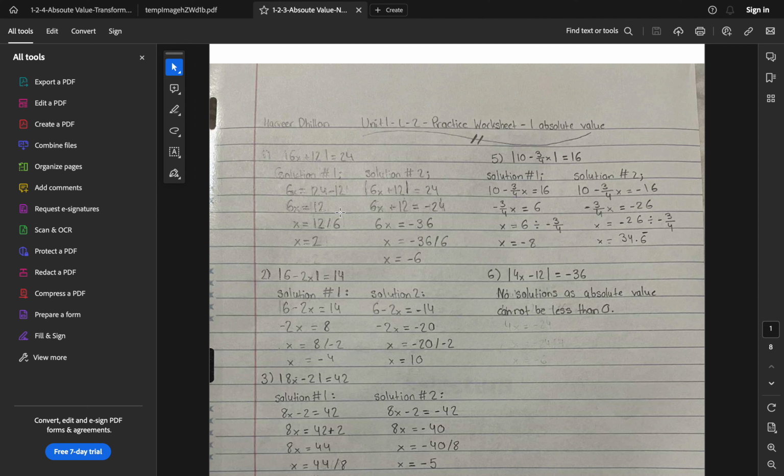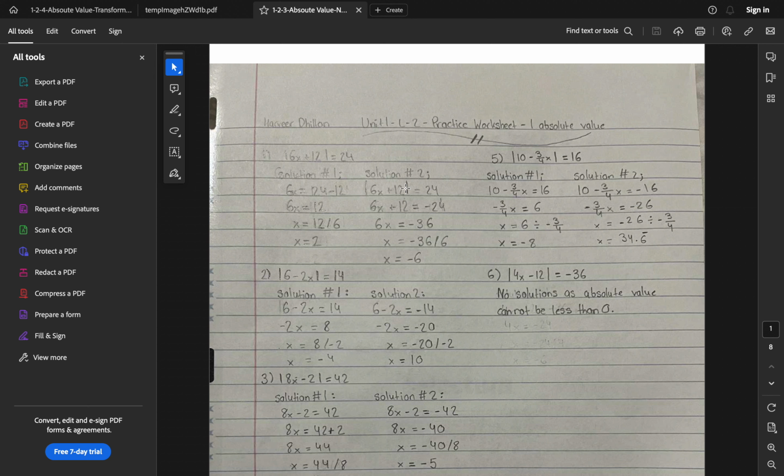So the first question is, in the absolute value brackets, 6x plus 12 is equivalent to 24. Since these are absolute values, there are two possible solutions for this equation. The equation could be equal to positive 24 as normal, or it could be equal to negative 24, as the absolute value indicators will end up changing the negative 24 to positive 24 at the end of the equation.